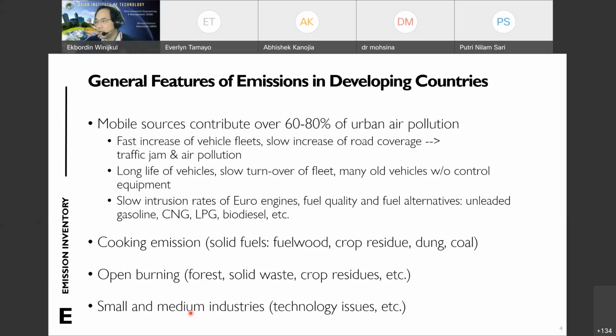So this is going to be the general features of the emission in developing countries, and these 4 sources are going to be the major sources in developing countries.